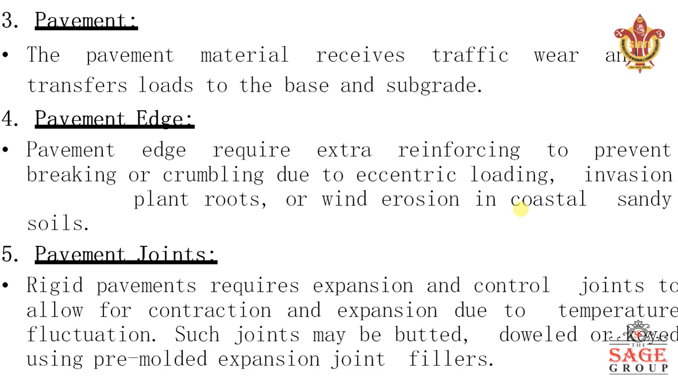Pavement joints. Rigid pavements require expansion and control joints to allow for contraction and expansion, which happens due to temperature fluctuation. Such joints may be butted, doweled, or keyed using pre-molded expansion joint fillers.